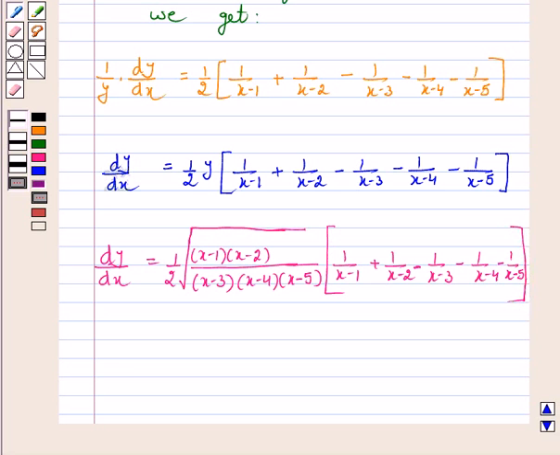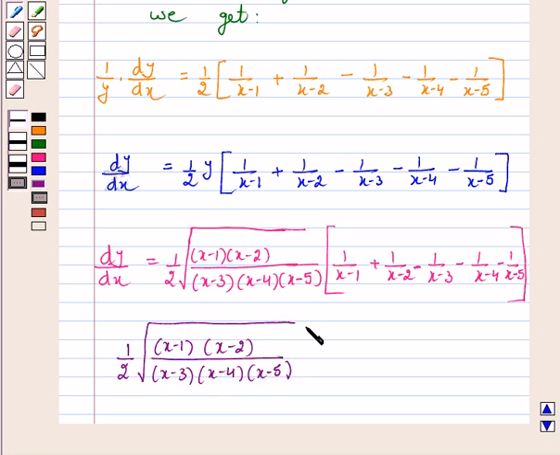Hence, the differentiation of the given function is 1 by 2 into under root of (x minus 1)(x minus 2) upon (x minus 3)(x minus 4)(x minus 5) into 1 over x minus 1 plus 1 over x minus 2 minus 1 over x minus 3 minus 1 over x minus 4 minus 1 over x minus 5. So this is our answer.